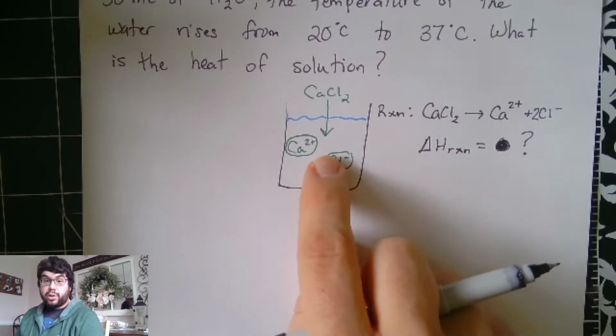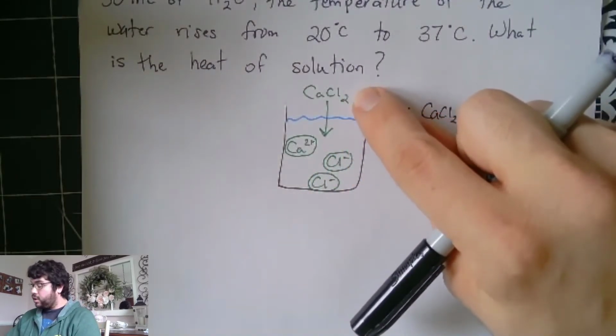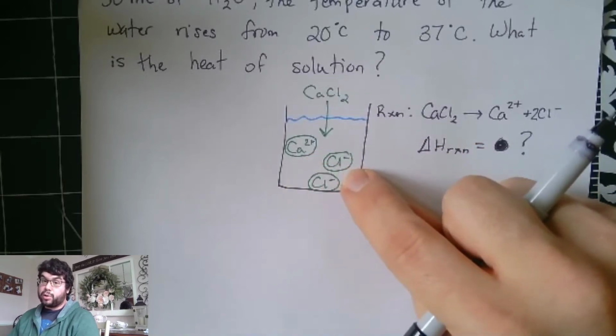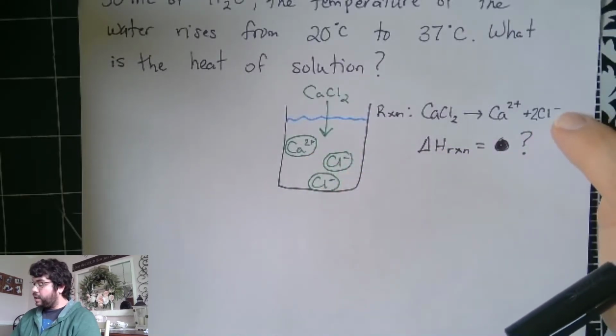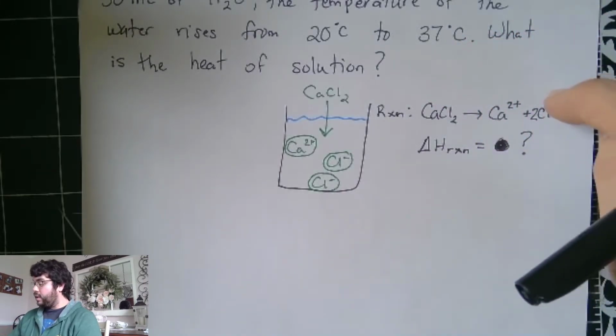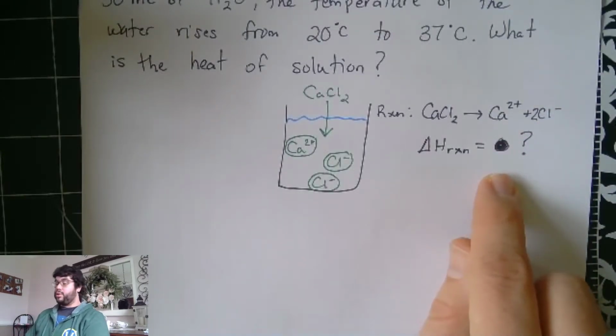So what I want to show you here is what's happening. So again, calcium chloride, that salt is going into water and it ionizes. We make calcium ions and we make chloride ions. The reaction that's taking place is the solid CaCl2 is ionizing into these products right here. We want to know what is the enthalpy of the reaction.